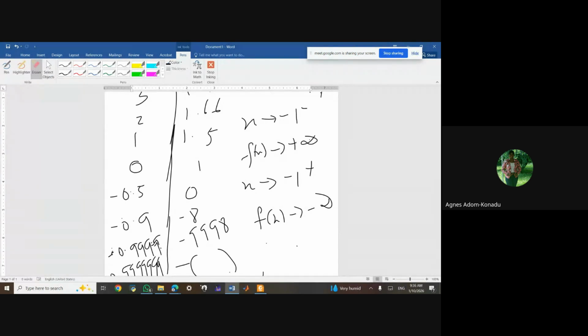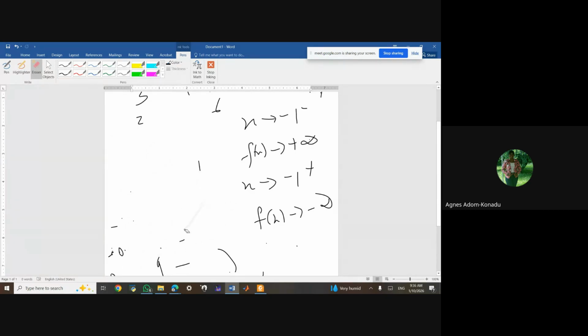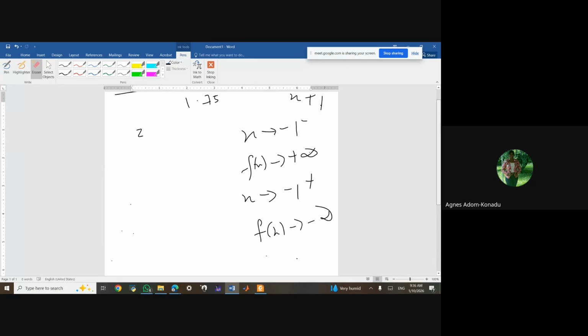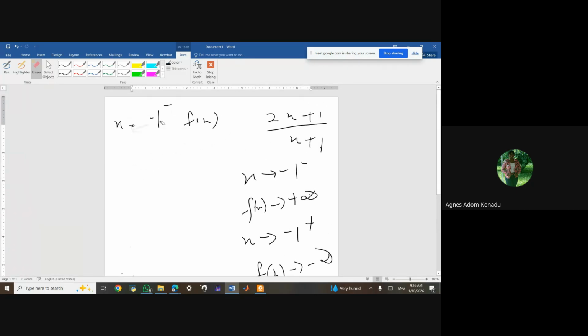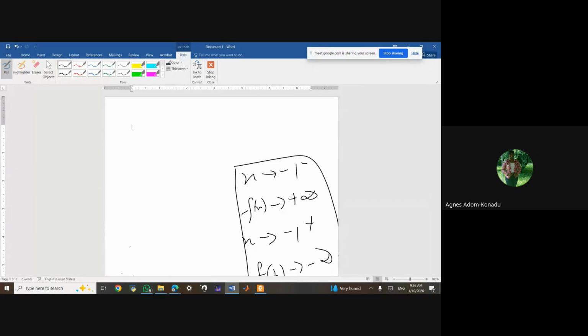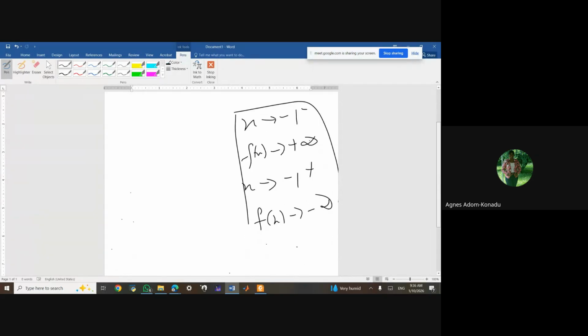So when I sketch the graph, this is rough work. You do it somewhere. What I need to see in the exams is that as x approaches negative 1 from the right, my f of x is approaching negative infinity. As x approaches negative 1 from the left, this is approaching positive infinity. This is what I want to see, not the table. Okay, so you draw the graph.